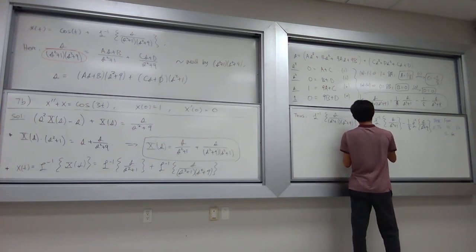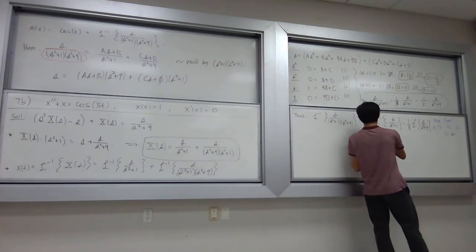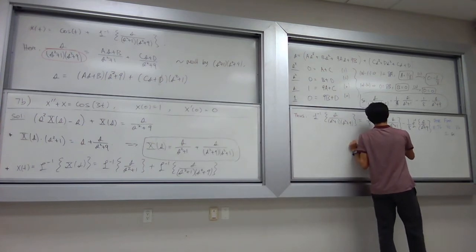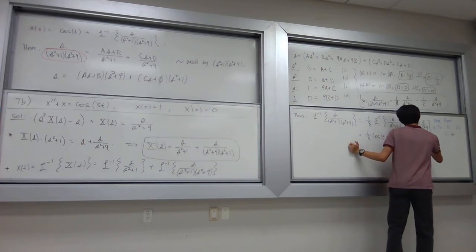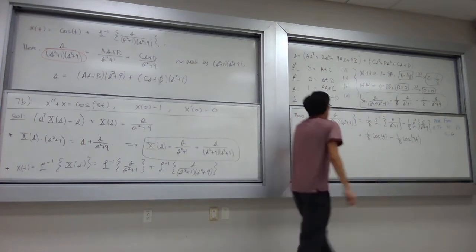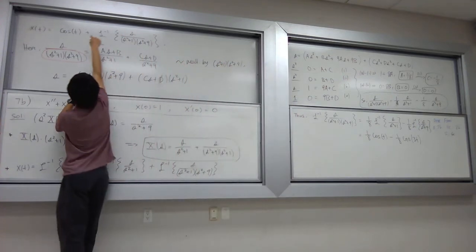The first one gives us 1/8 of what? Cosine t. And then what about the other one? Negative 1/8 of cosine 3t. Right. So we add this to that.